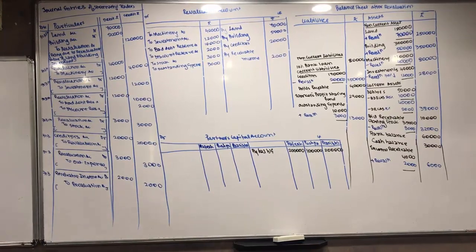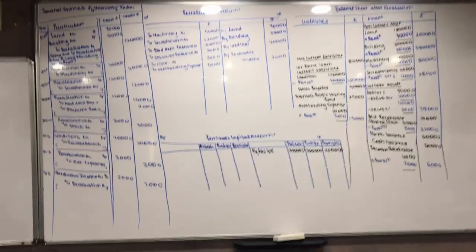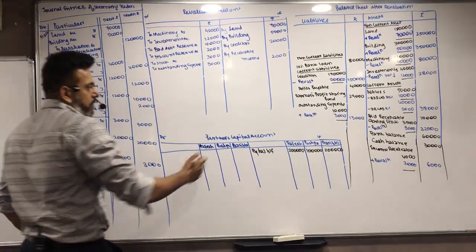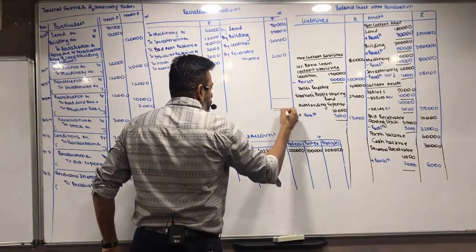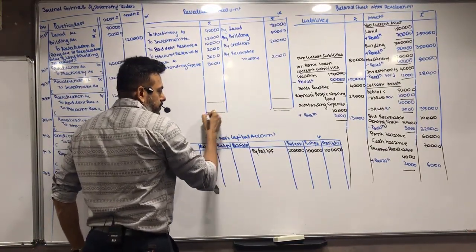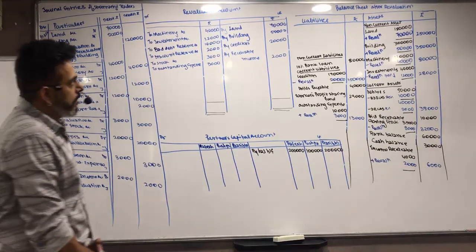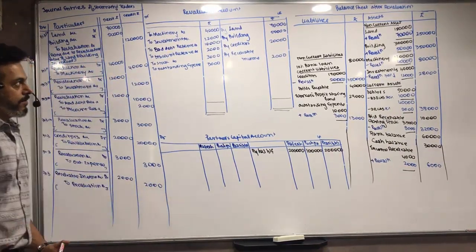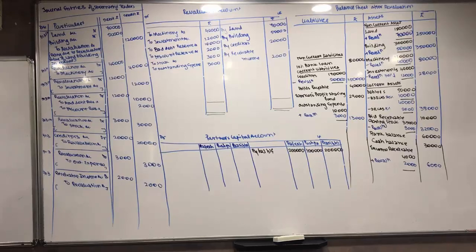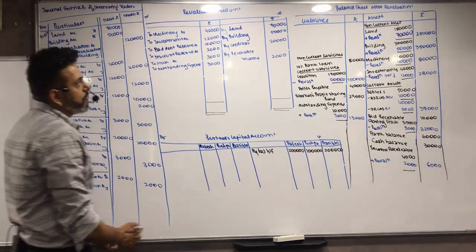Now we have done all. Now let's start closing. First of all we will close our revaluation account like a normal account. We'll see which side is more. Be careful, it can be either way. Now credit seems more over here: 70, 50, 20 and 2, 1,42,000.